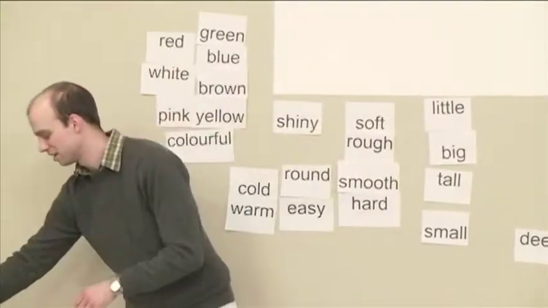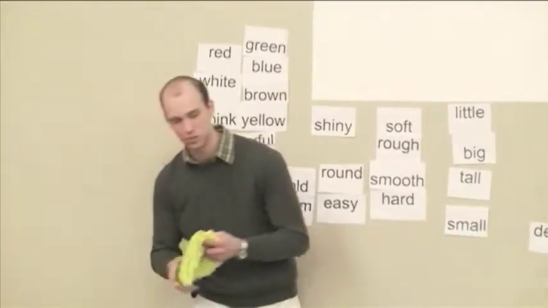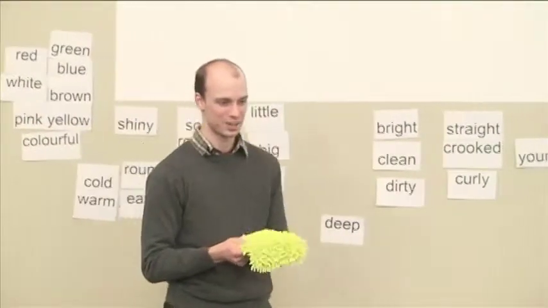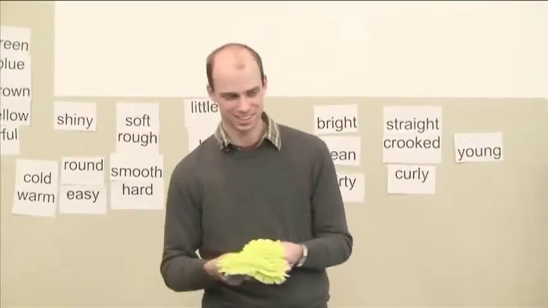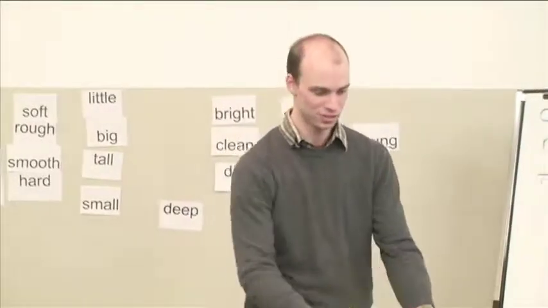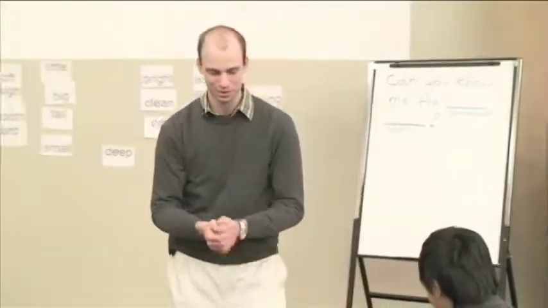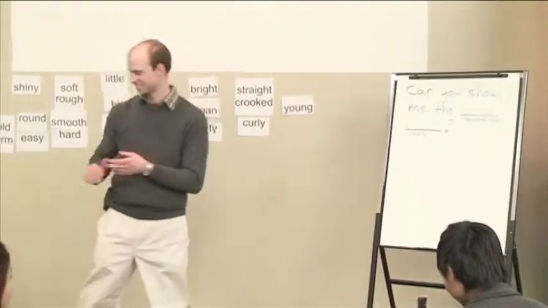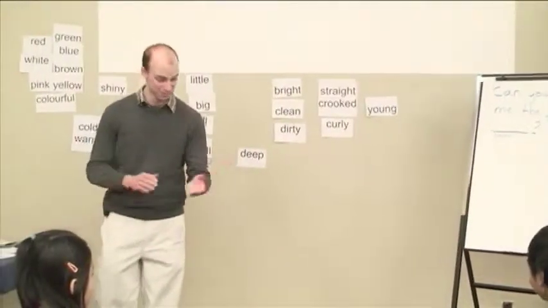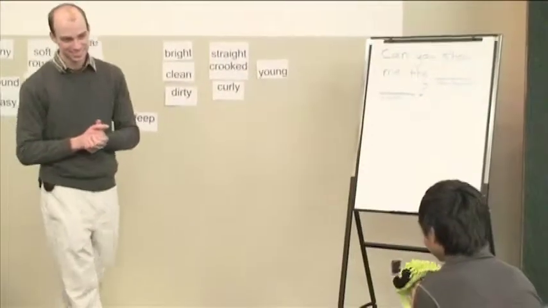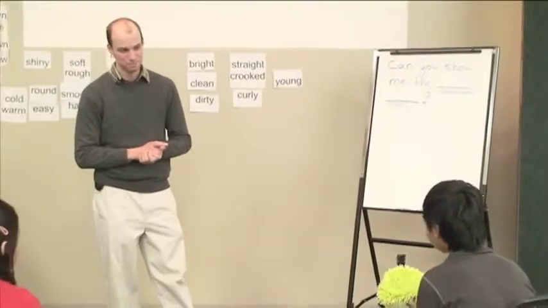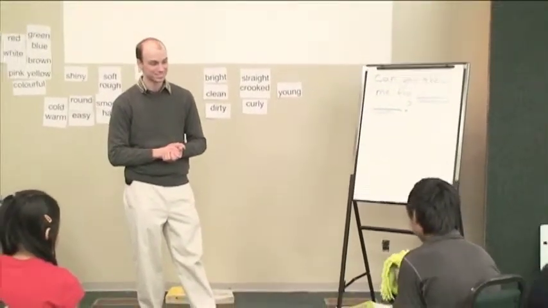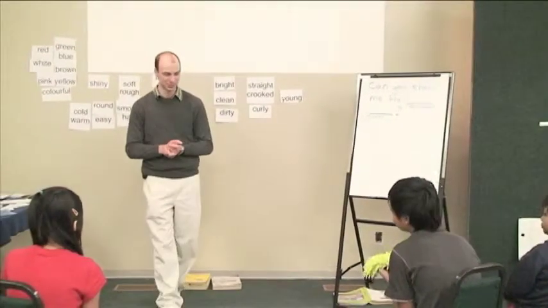This is good. So can you describe this for me? What is this? Rough. Okay, it's rough, sure, you can feel it. Tell me about it. What can you tell me about this? It's soft. It's soft, yes. What else? Green. Okay, yes, it's also green.